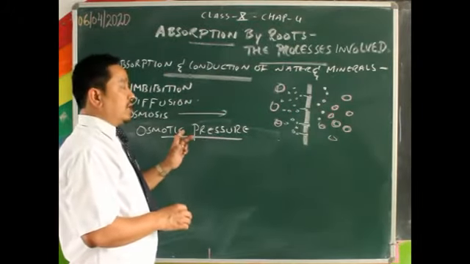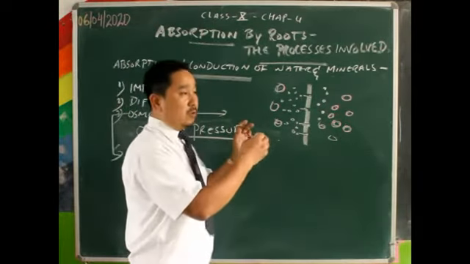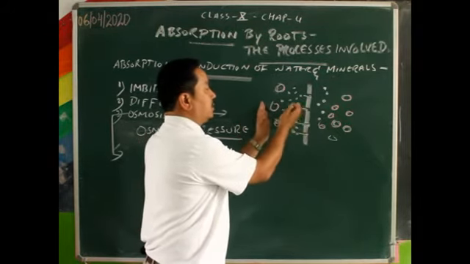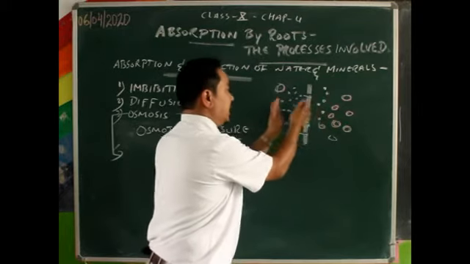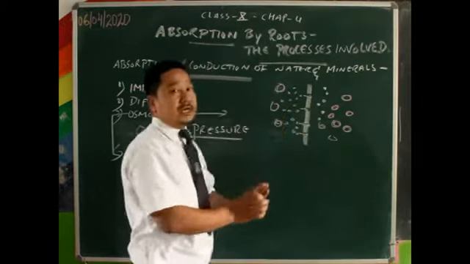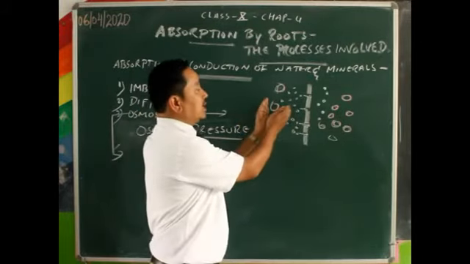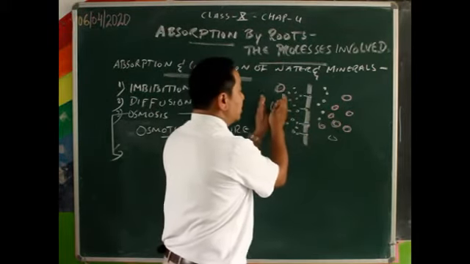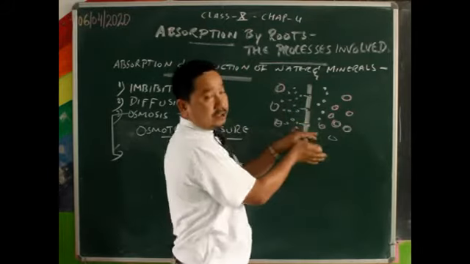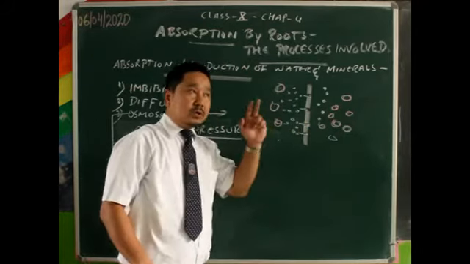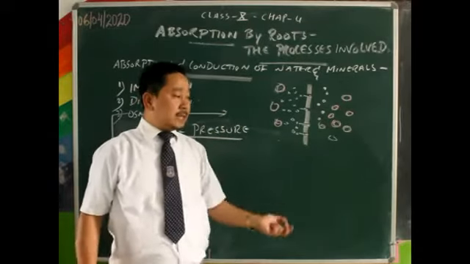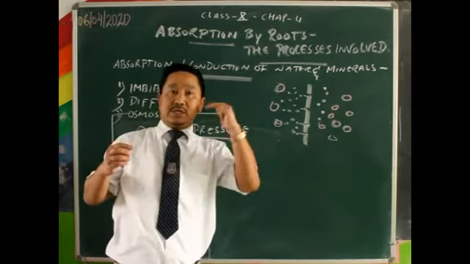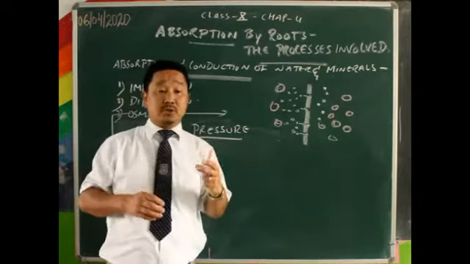Then we are talking about the concentration. Why all this is happening is the concentration of the solutions inside the cell and outside the cell. When the water molecules are more outside than inside, then water molecules will flow from higher concentration to lower, from outside to inside through that semi-permeable membrane. With regard to that, what you have to know is the concentration of solution. Concentration of solution.